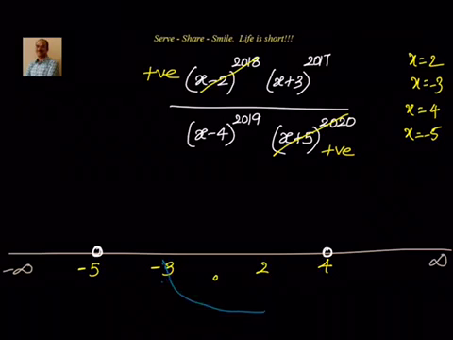And what is the power of x minus 2? It is 2018, which is nothing but an even power. When it is an even power, what will happen? We will continue on the same side. So I will go till 4. When I come to 4, what is the power of x minus 4? Odd. So I will go to the other side.